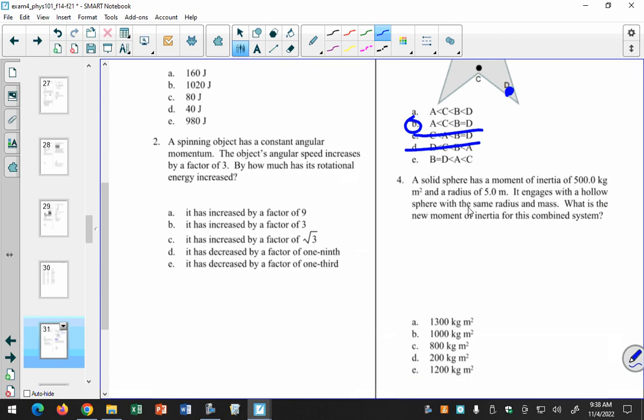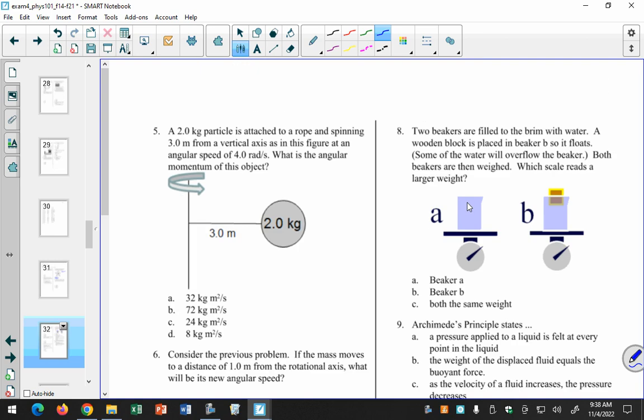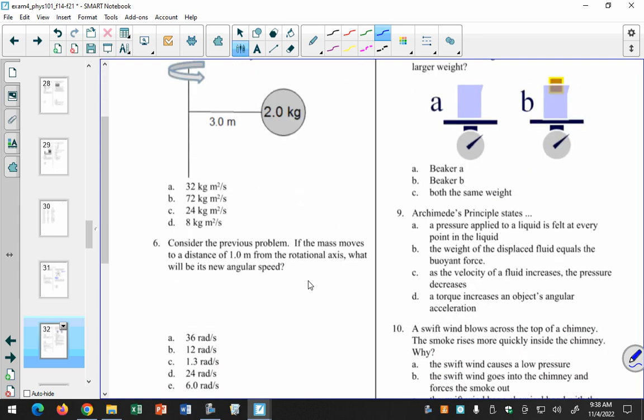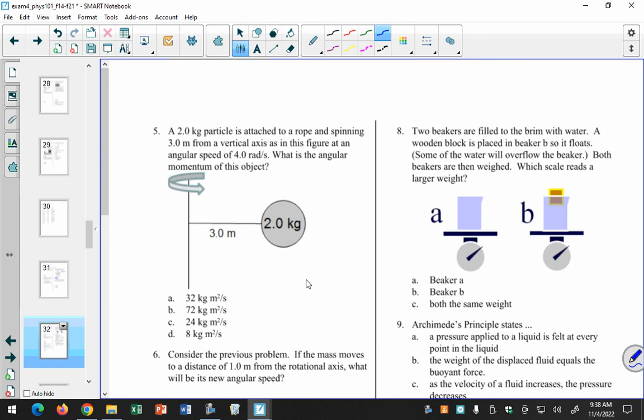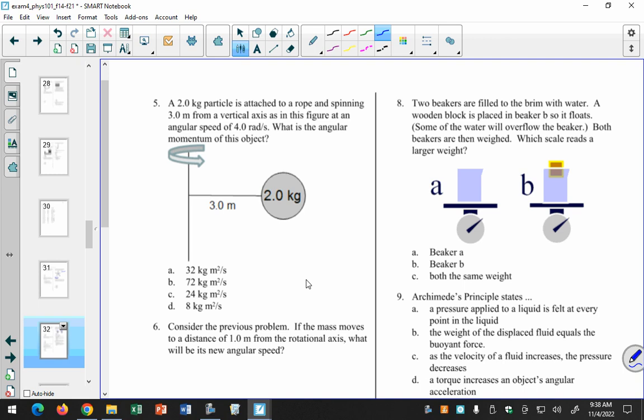Also, you will have to find the moment of inertia of an object. Let's see. Well, number 5. This is actually a combination of 2 problems.